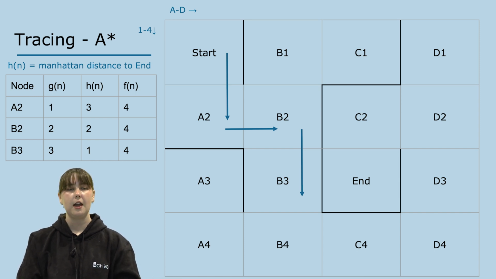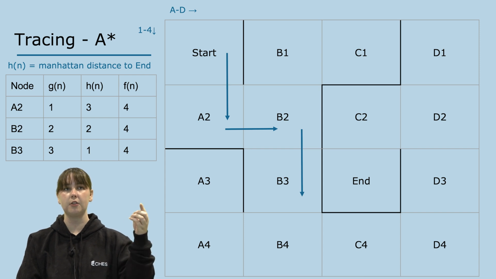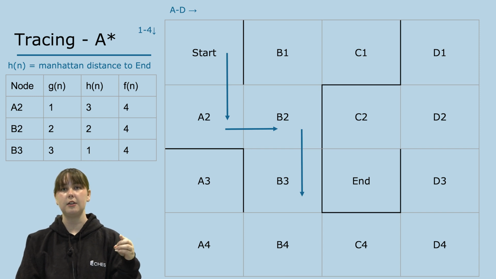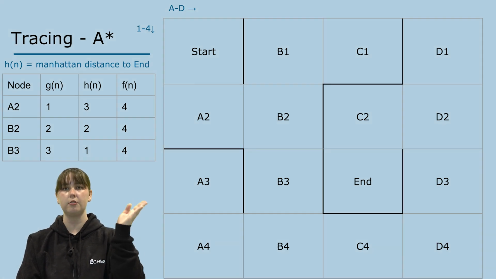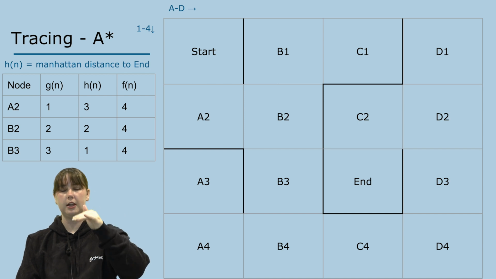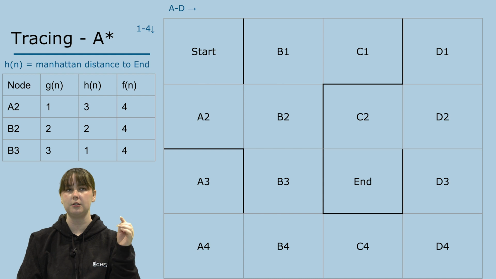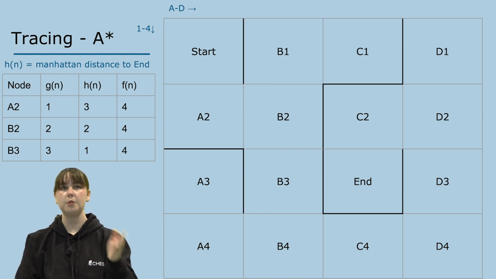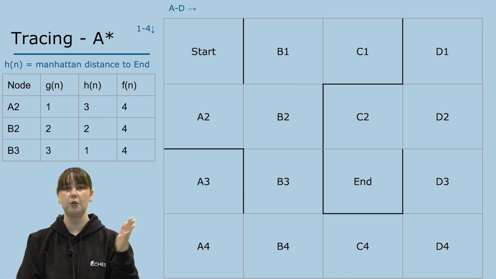So we'll go down there, and to figure out for A2, we know that A2 is going to have a distance from start of 1, so that's going to be our g of n. And then our h of n is 3, because we can go across 2 and then down 1 to end. That's how we can get to end. So that's 3 squares apart in Manhattan distance. And then our f of n is therefore 1 plus 3, which is 4. I'm not going to calculate that every time, but you should be able to see how that works.